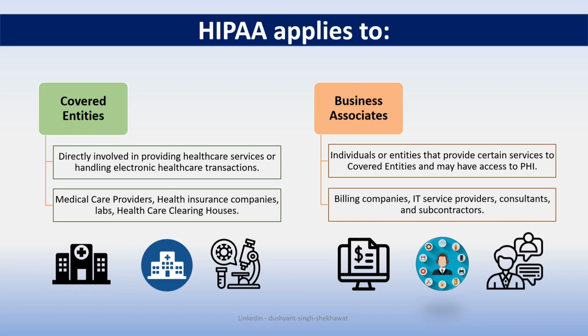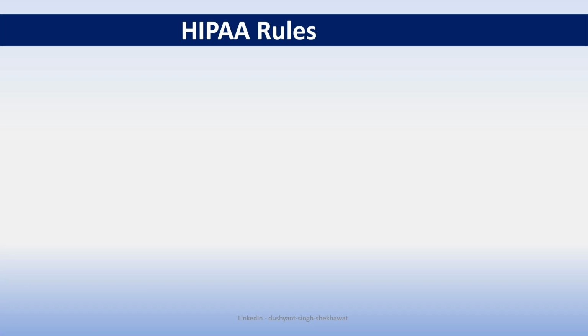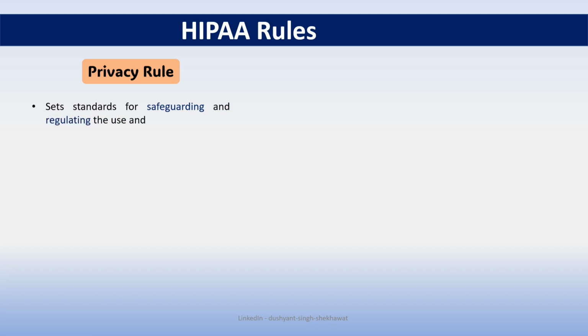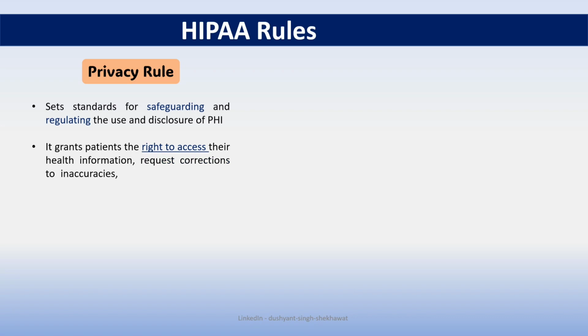There are two important rules of HIPAA that you should be aware of. First is privacy rule, which sets standards for safeguarding and regulating the use and disclosure of individuals' protected health information. It grants patients the right to access their health information, request corrections in inaccuracies, and control how their information is used and disclosed.